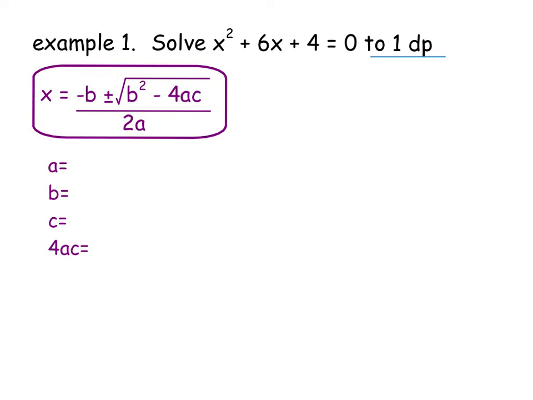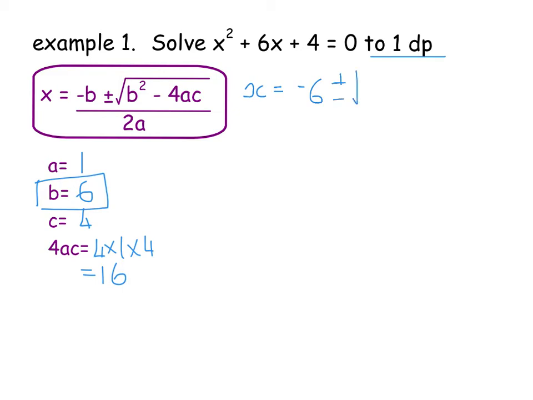So A is the first term, the number in front of the x squared is a secret number 1. Your B is the middle term, which is a 6, and your C is the end term, which is a 4. 4AC would then be 4 times 1 times 4, which is 16. So if I go straight to the formula, because I've already got it written out there, negative b means you put in the negative of whatever you've said b is, or the opposite sign. So b is 6, so that becomes negative 6, plus or minus the square root.